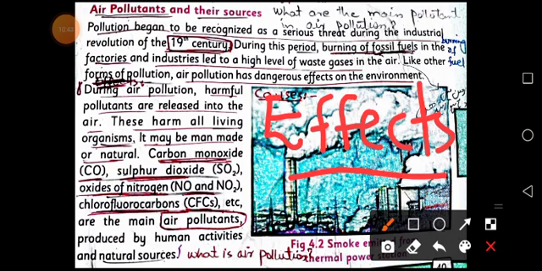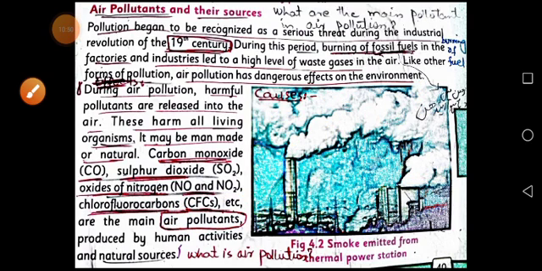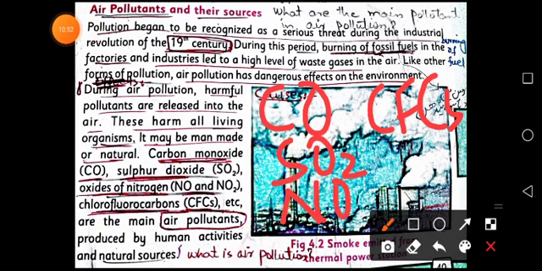So students, what are the main air pollutants? So the main air pollutants in air are, students, what is a pollutant? Pollutants are the substances which cause pollution in our environment or in our ecosystem. So we are talking about the pollutants of air pollution. The pollutants which cause air pollution are known as air pollutants.